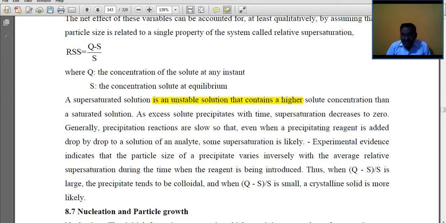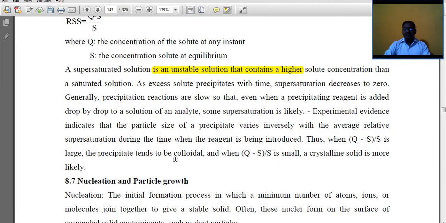When (Q minus S) by S, that is the relative supersaturation, is large, the precipitate tends to be colloidal. When (Q minus S) by S is small, a crystalline solid is more likely.